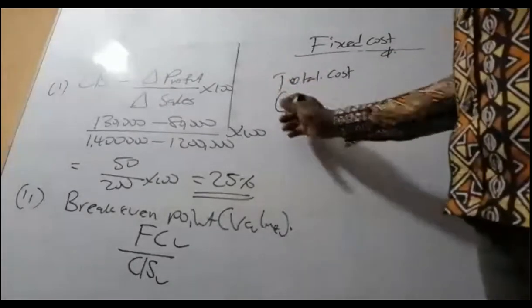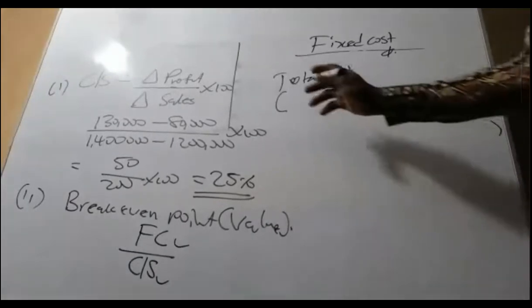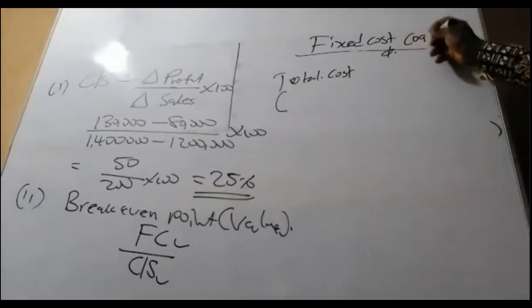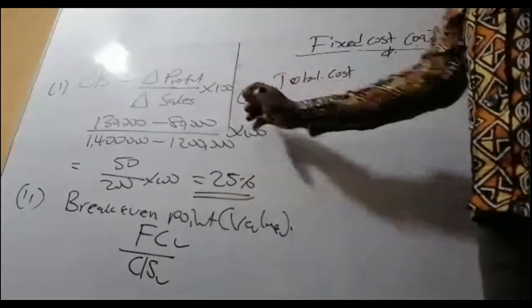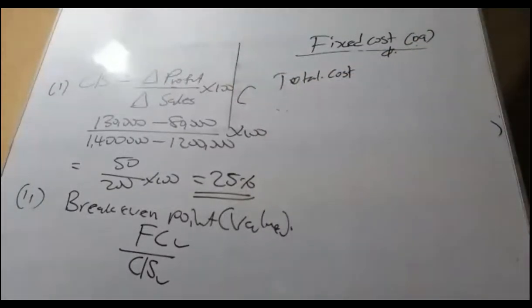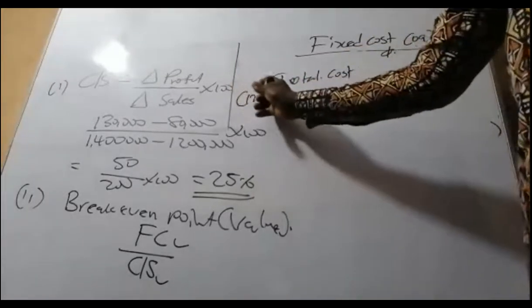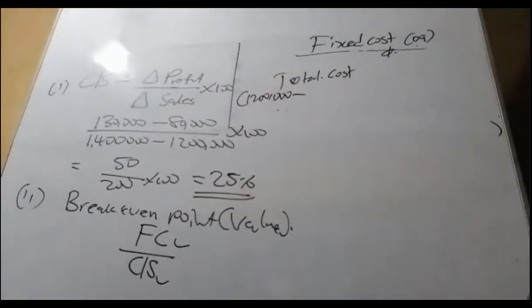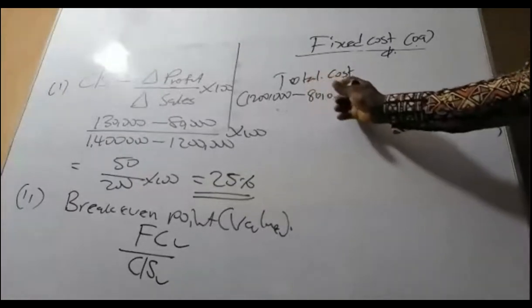Open a bracket here. Let's pick one of the activity levels. Let's pick 2009 first. So for 2009, let's write 2009 here, bracket. What's the sales for 2009? Sales is 1.2 million, right? So 1,200 less what? The profit of 80,000, right?